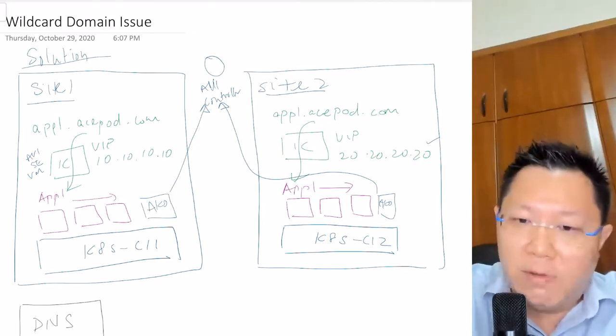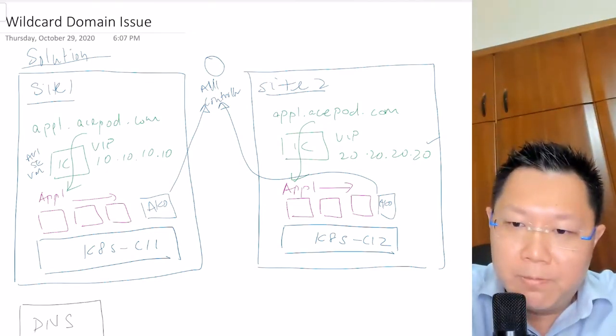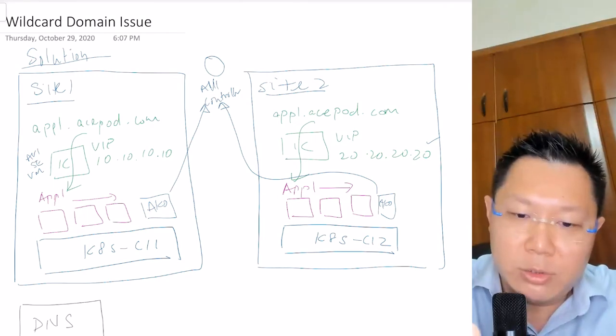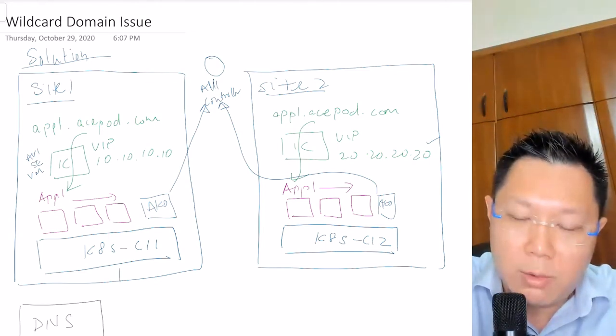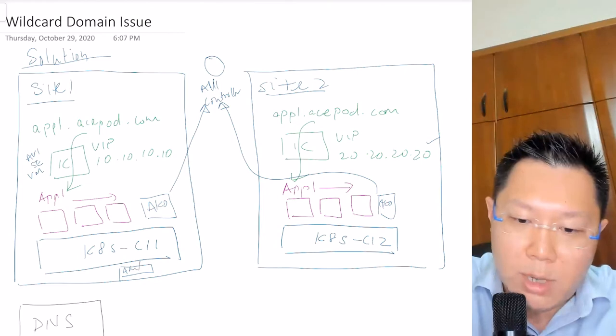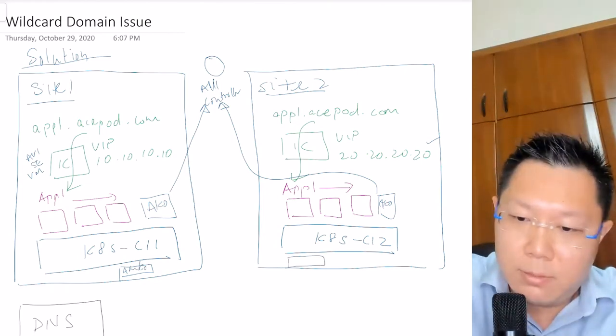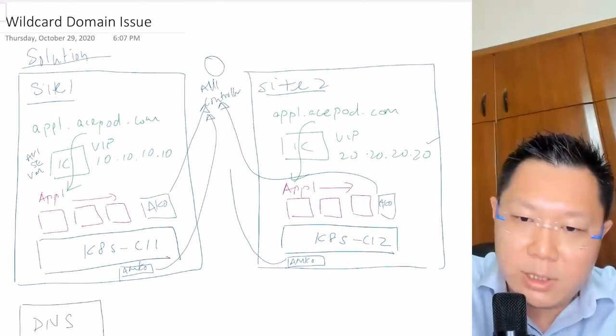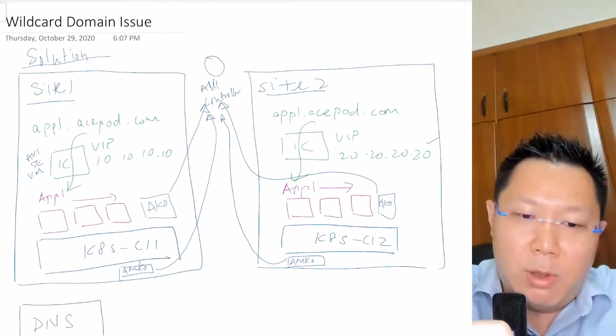Well, so that's all good, right? But how do we actually solve the DNS issue over here? It's slightly different. In the case of using the AVI solution, we have something called AMKO, which stands for AVI Multi Clusters Kubernetes Operator. So you run AMKO here. Same thing, AMKO will actually update the AVI controller.